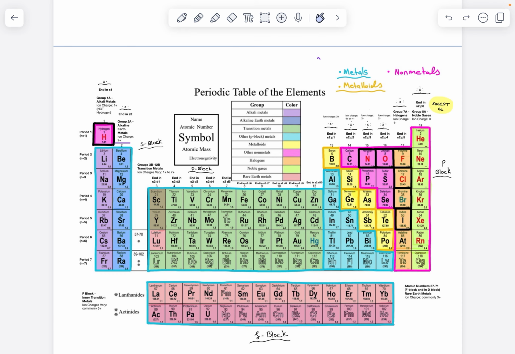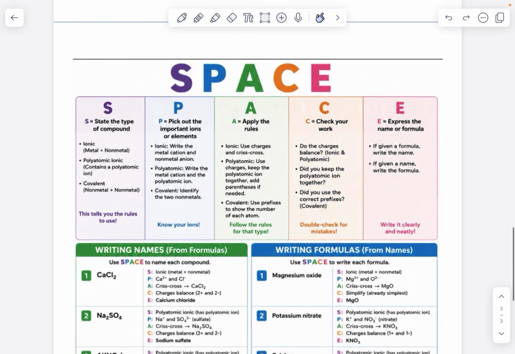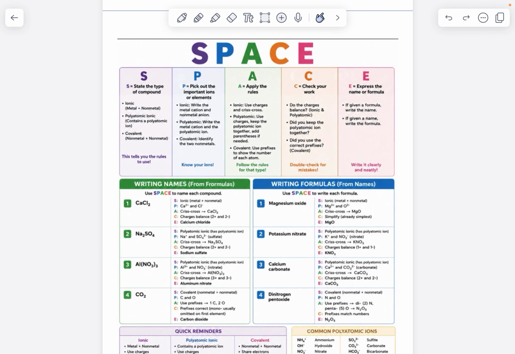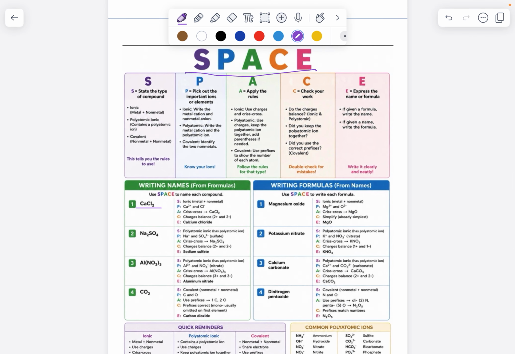Now, let's scroll down into the actual naming and writing formulas portion. For naming, you're going to be given the formulas, and you're going to be asked to name them. So let's start with CaCl2, okay? Let's use our acronym SPACE, okay?